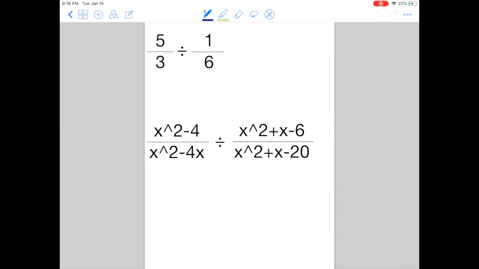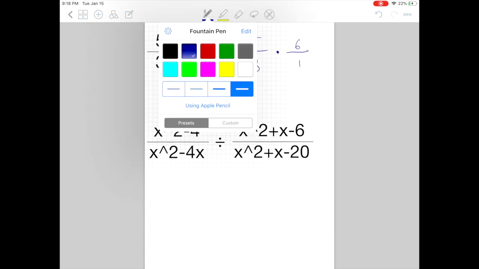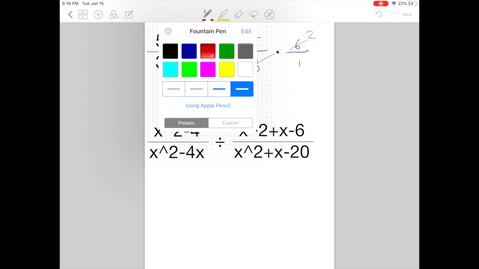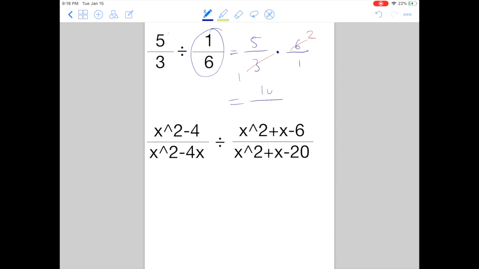Now for dividing, and as you can see we have fractions yet again. So when we divide, we want to take the reciprocal of the second fraction and multiply the first fraction by that. So what that basically means is we get 5 over 3 and we multiply it by 6 over 1. And now we can simplify here. We get 1 and 2, and our final answer will be 10 over 1, which is equal to 10.